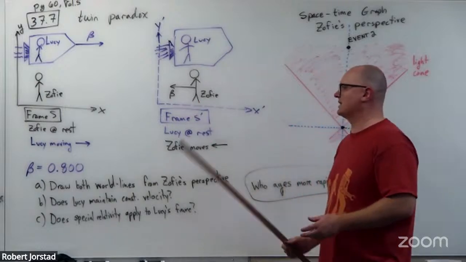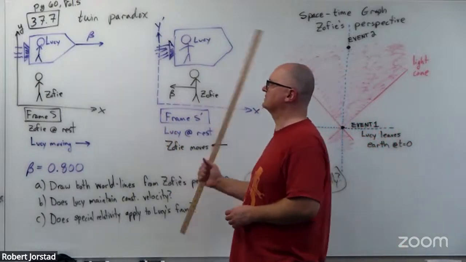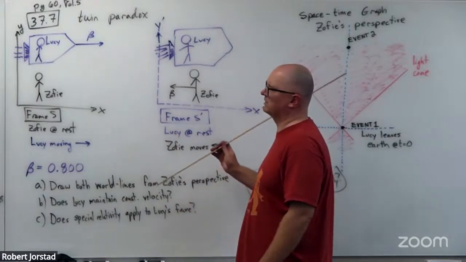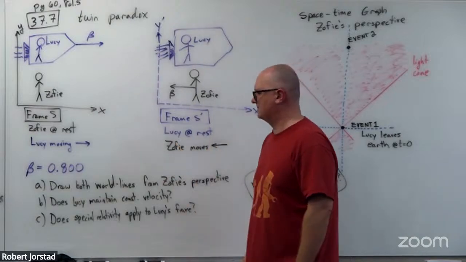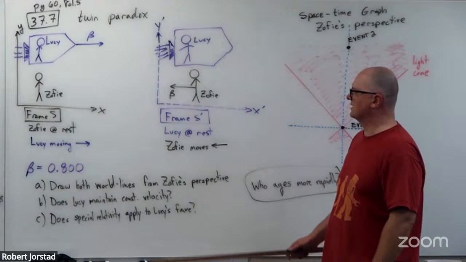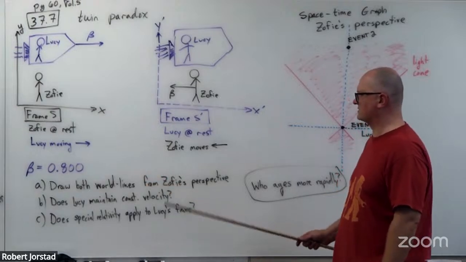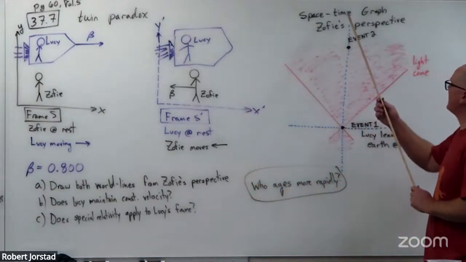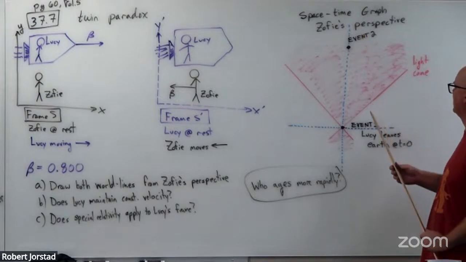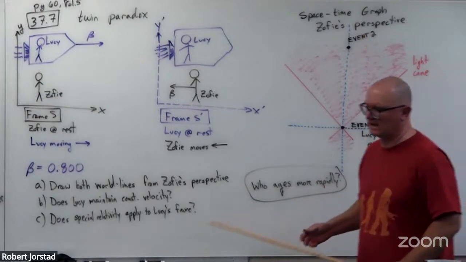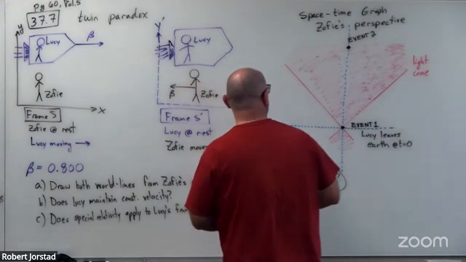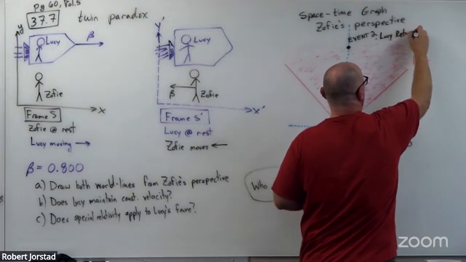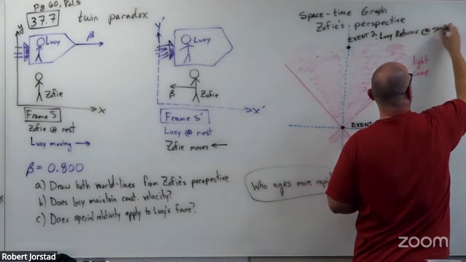And so now what's going to happen, I want Lucy to fly out to some star and then come back, right? So she's going to fly out to some planet or something really far away and come back. And I want to consider what the world lines look like from Sophie's perspective. So let's take a second. If you want to try and draw this, here's a space-time graph from Sophie's perspective. Event 1, Lucy leaves the Earth at time t equals 0. And here, Lucy returns at some later time.